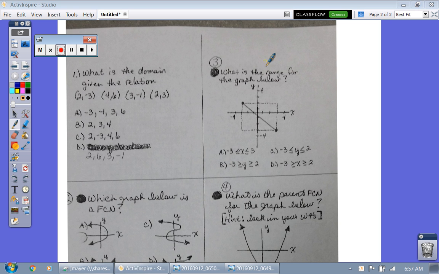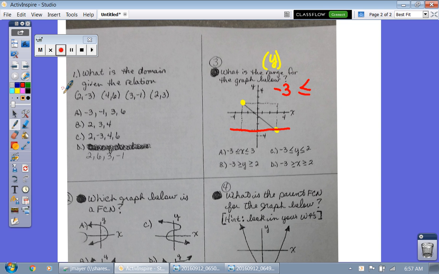Question 3, what is the range? We're talking about the y values for the graph below. So these are both closed circles. My symbols have to be all closed circle symbols, and they are, so I can't cross anything out. So we're talking about the y. We're talking about building a floor. So let's build a floor. Can we build a floor? Yes, I can build a floor, and I hit a closed circle, so I'm going to put down my closed circle symbol. And where does the floor start at in the y? Well, it looks like it starts at -3.